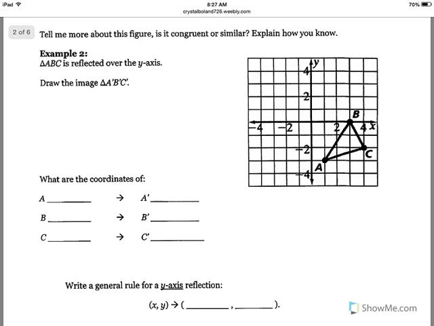Okay, talking about example 1, it says, tell me more about the figure. Is it congruent or similar? And explain how you know. So we know that this is congruent, okay? It's the same size and the same shape.